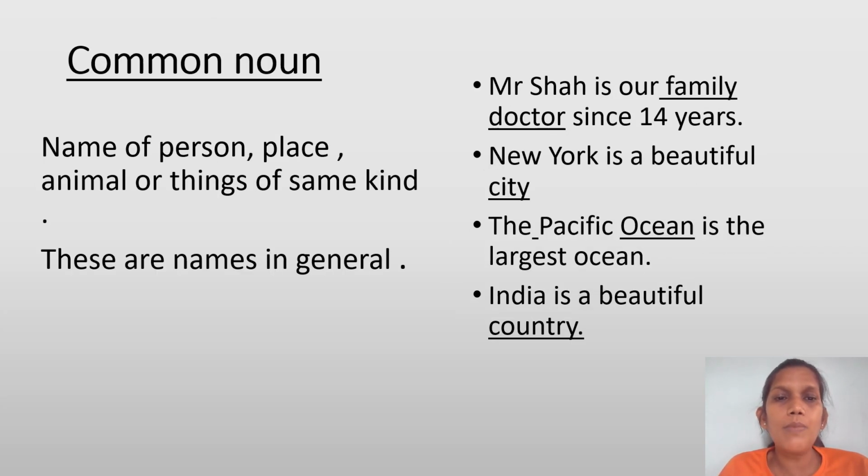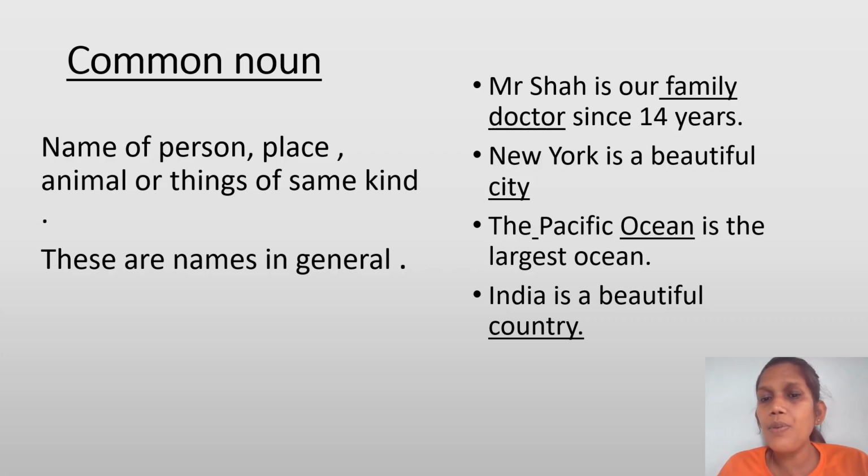Next is common noun. The common noun is nothing but the name of a person, place, animal or thing of the same kind. These are the names in general. For example, I have taken the same example: Mr. Shah is a family doctor since 14 years. Here the common noun is family doctor. Like the proper noun, Mr. Shah was the proper noun. Who is the family doctor? The proper noun would be Mr. Shah, but the common noun is family doctor. Again, these are the names in general.